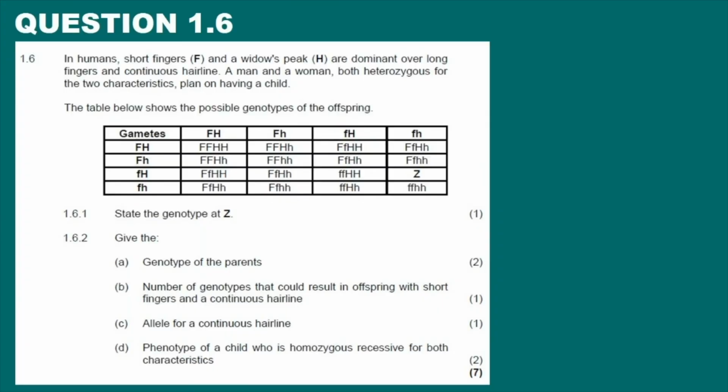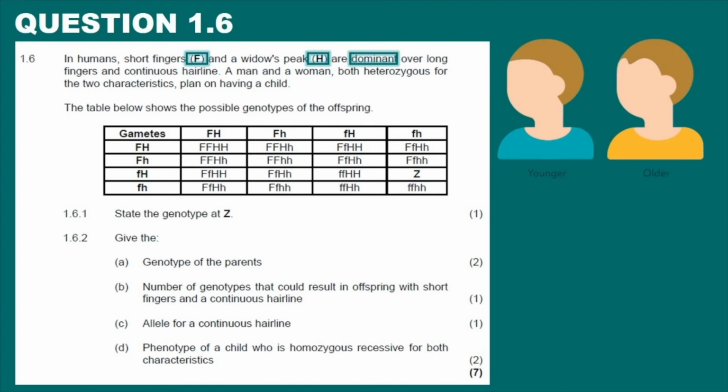So let's read question 1.6, and again, the first sentence is extremely important for you to understand this question, especially a dihybrid cross. They say, in humans, short fingers are capital letter F, and a widow's peak is capital letter H, and they are dominant over long fingers and a continuous hairline. So what is widow's peak? If you look at the image on the right hand side, you will notice a continuous hairline in the younger adult, where it has a straight line. As this person gets older, they show signs of widow's peak, where it sort of forms an M, where the hairline becomes thinner.